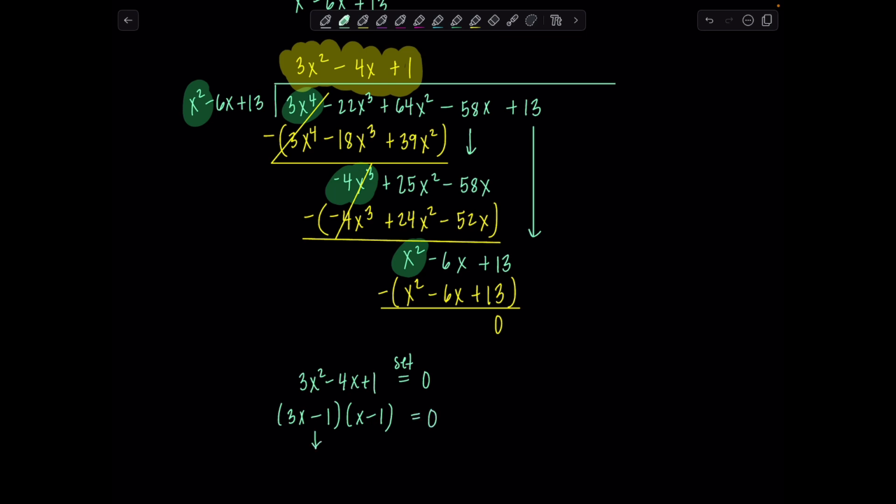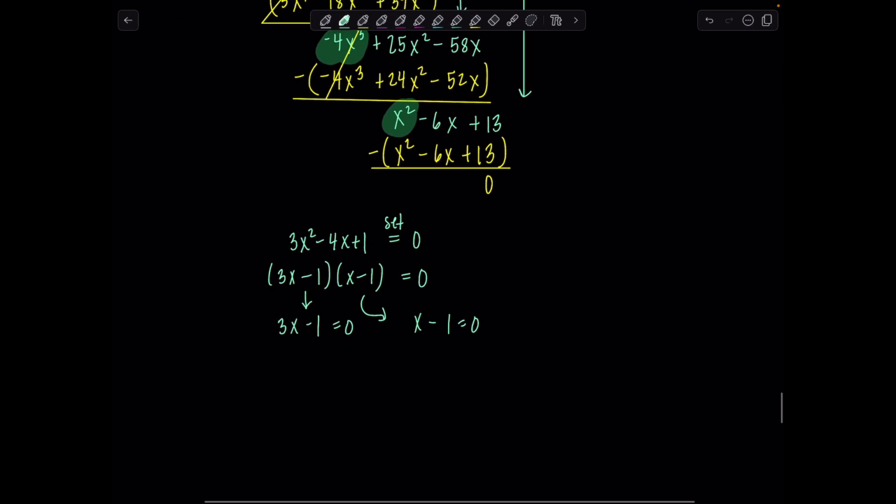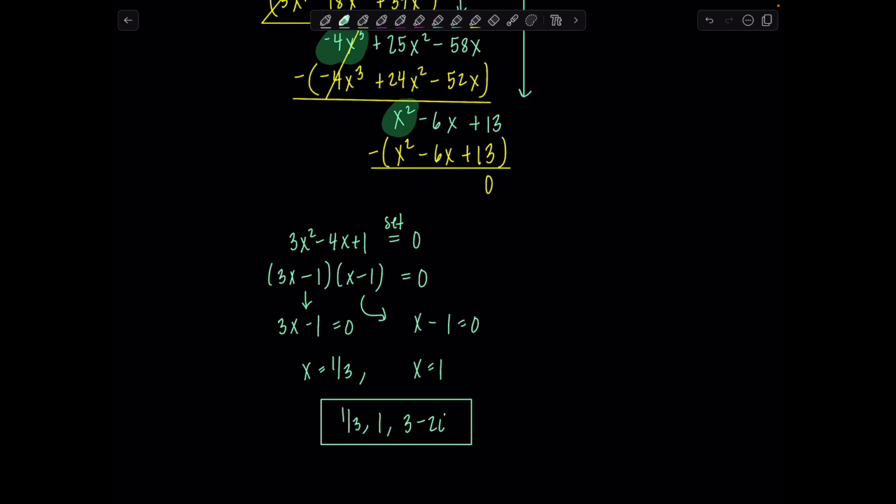Then you set each of these factors equal to 0. You could probably do it in your head, huh? That's so fancy of you. Okay, so then you get x equals 1/3 and x equals 1. So all of my zeros, we got them. The missing ones were 1/3, 1, and 3 minus 2i, because they gave me 3 plus 2i. That's all they gave me.